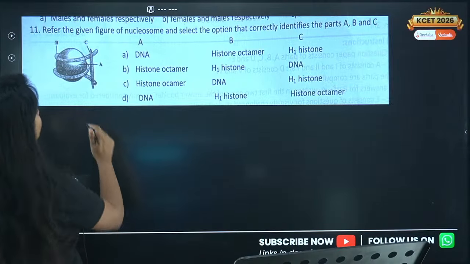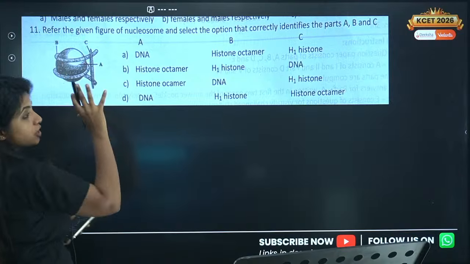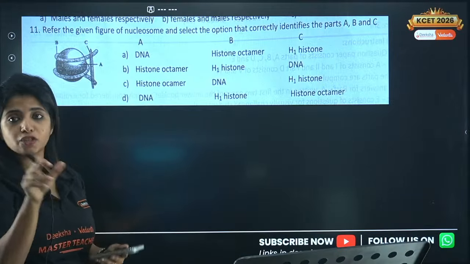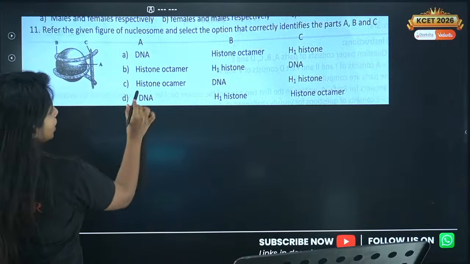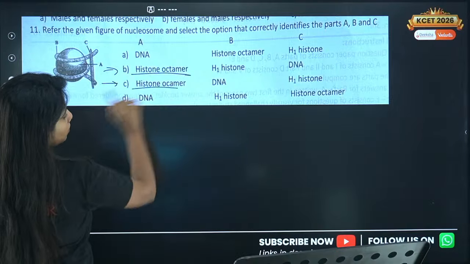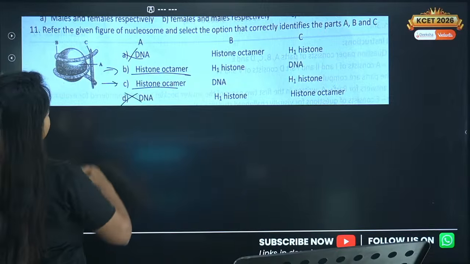What is the answer for this question? So what is A, my dear children? It's the ball of what? Histone proteins. You call them histone octamer because 8 histone molecules are going to come here. So over here you have these 2 options because both of them have histone octamer. This is eliminated.